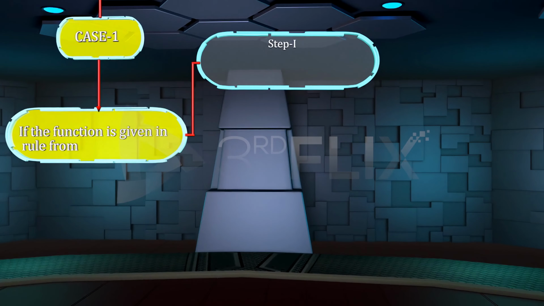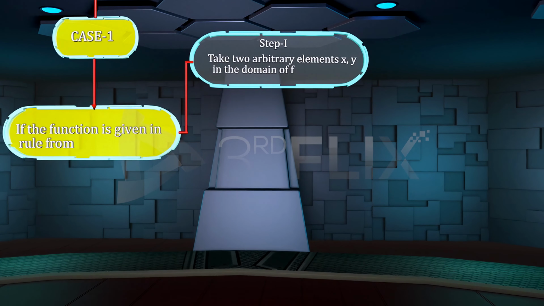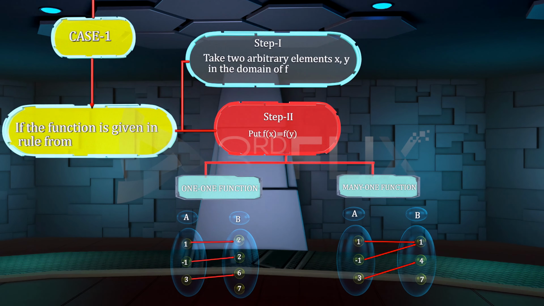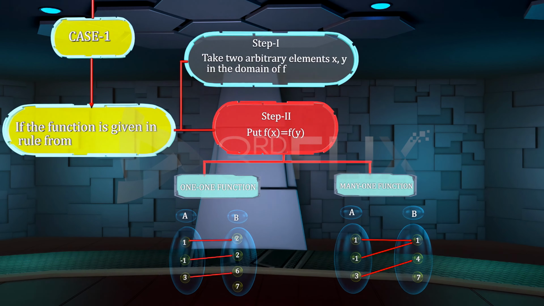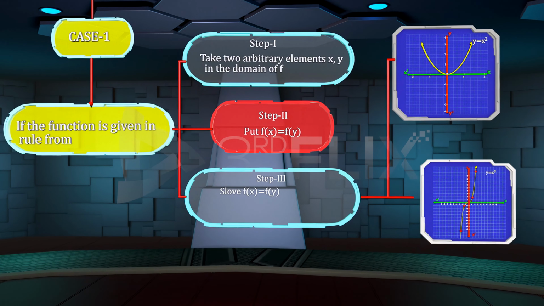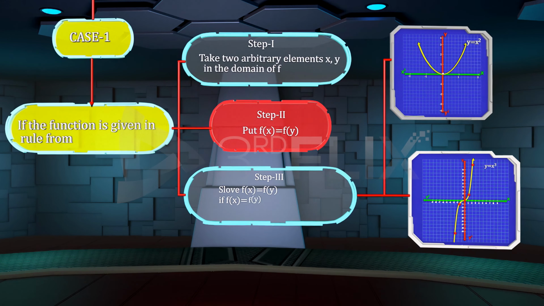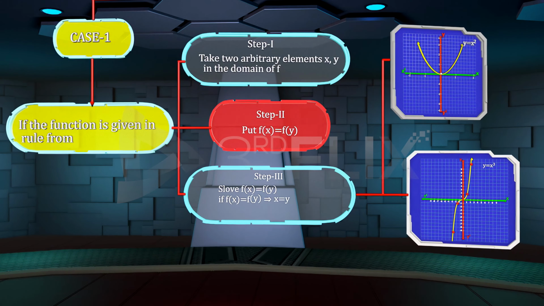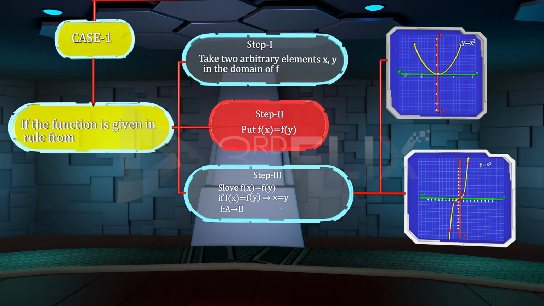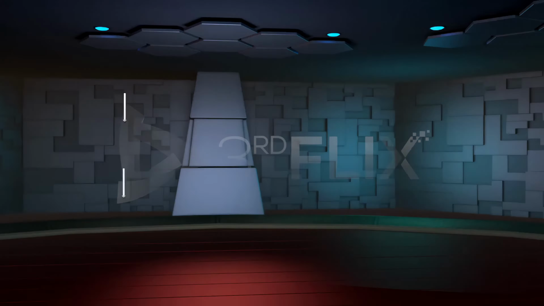Step 1. Take two arbitrary elements x, y in the domain of f. Step 2. Put f of x equal to f of y. Step 3. Solve f of x equal to f of y. If f of x equals f of y gives x equals y only, then f mapping from A to B is a 1-1 function or an injection, otherwise not.